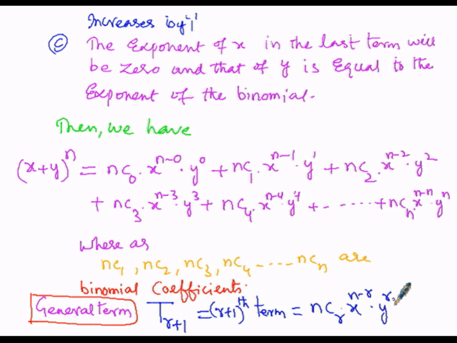Whereas the binomial coefficient values nC1, nC2, nC3, nC4 can be given by nCr equals n factorial by n minus r factorial into r factorial. Whereas n factorial is equal to 1 into 2 into 3 into 4 into 5 and so on up to n.